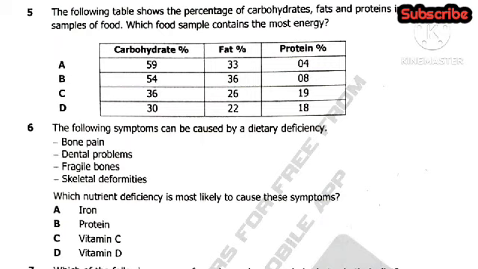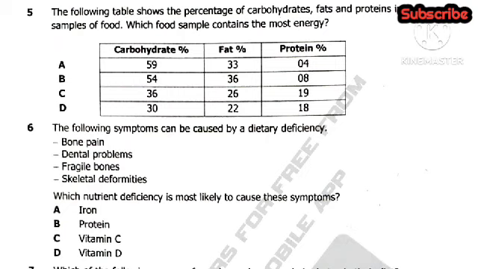And the reason is very simple. Because in B, we have 36 as fats, and fats are richer in terms of energy than carbohydrates. And in B, you realize that even carbohydrates is 54. So the answer is B.